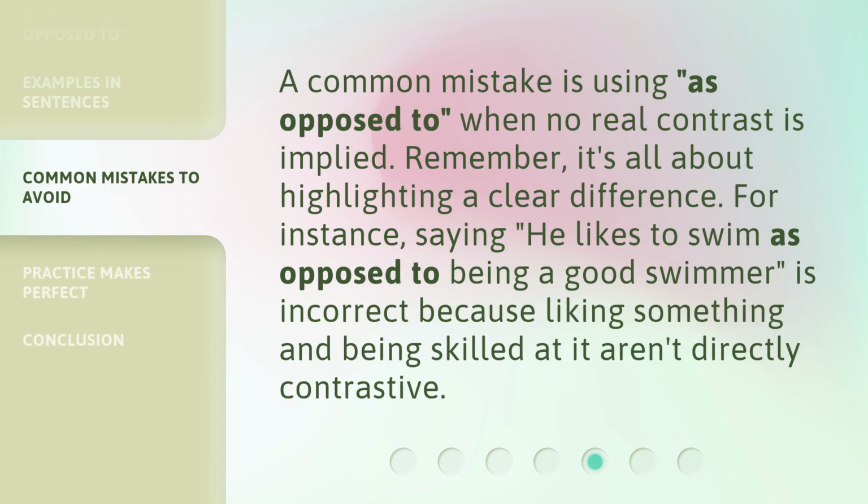A common mistake is using "as opposed to" when no real contrast is implied. Remember, it's all about highlighting a clear difference. For instance, saying "he likes to swim as opposed to being a good swimmer" is incorrect because liking something and being skilled at it aren't directly contrastive.